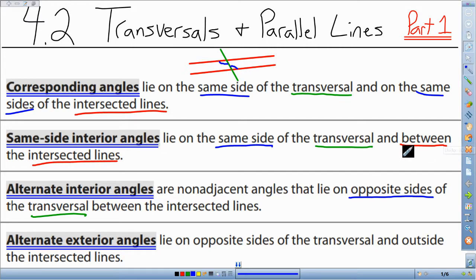The last one is alternate exterior angles. As you can imagine, it's a lot like alternate interiors, but instead of being on the inside of the parallel lines, they're going to be on the outside. So here's an example of alternate exteriors. This one and this one. Alternate sides of the transversal, exterior, outside of the parallel lines. And just by the way, here's another example. This one and this one would also be considered alternate exteriors. These are really particular words. It's easy to get them mixed up, but we're taking a whole lesson to get used to them.